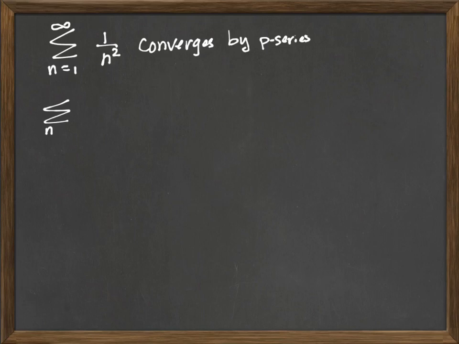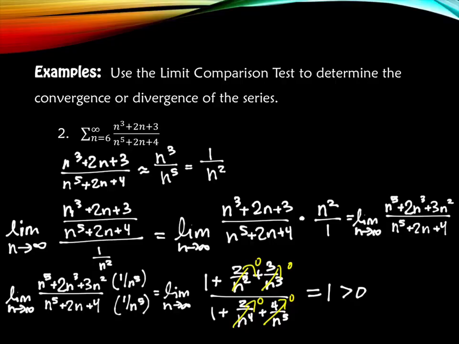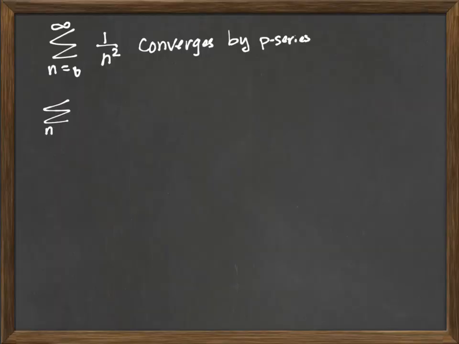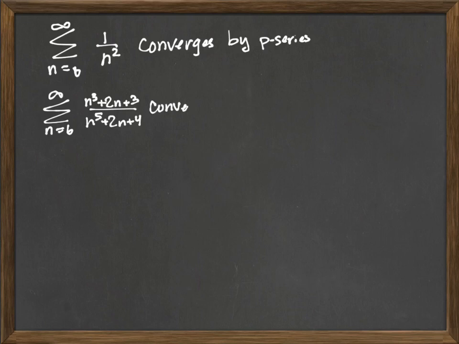So my summation, did these start at 1 or did they start at 2? 6. Let's start with a 6 then. n equals 6 to infinity of n cubed plus 2n plus 3 over n to the fifth plus 2n plus 4. What will it do? Converge. And why? Because of the limit comparison test, which I'll abbreviate. Feel free to do so if you wish.